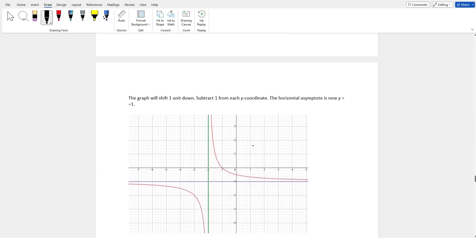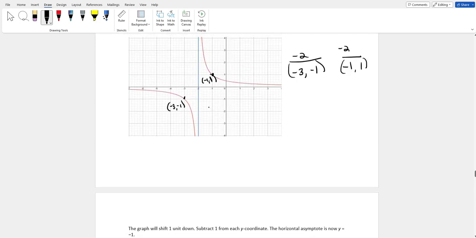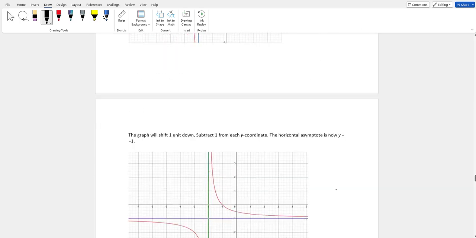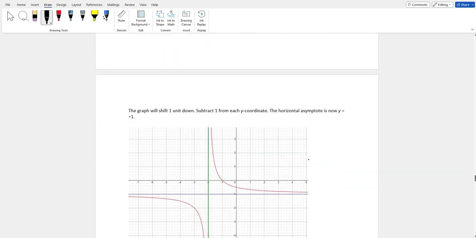All right, so now we shifted those, but now we got to take into account the -1. That means we need to shift down 1 unit. So we're going to shift down by subtracting 1 from each of the y coordinates. Now my coordinates are -3, -1, and -1, 1. We subtract 1 from each of the y coordinates, so it gives me -3, -2, and then -1, 0.